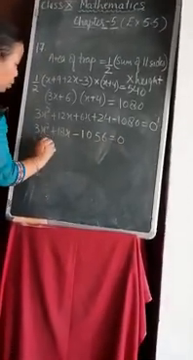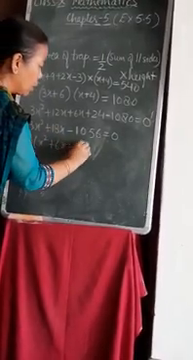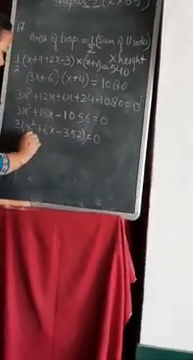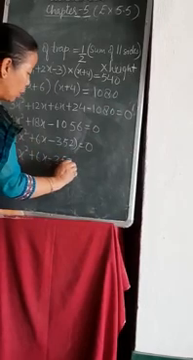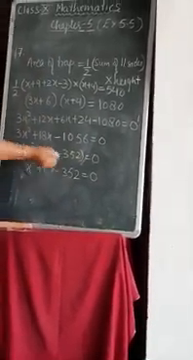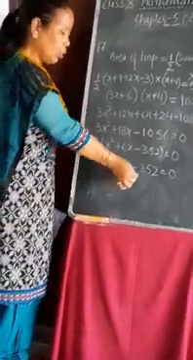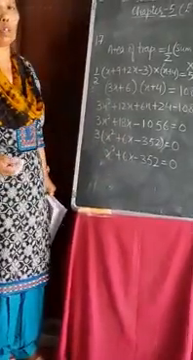Now 3 is common in all, we can take it out. x square plus 6x minus 352 equals 0, since 3 times 3 is 9, 3 times 5 is 15, 3 times 2 is 6. Now this has come in the form of a quadratic equation, and I think you can solve this to get the value of x. In this question you have to find out the value of x only.